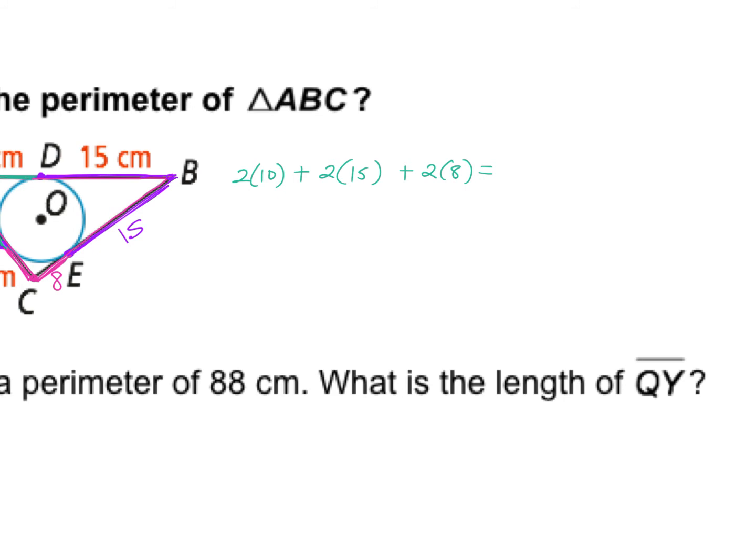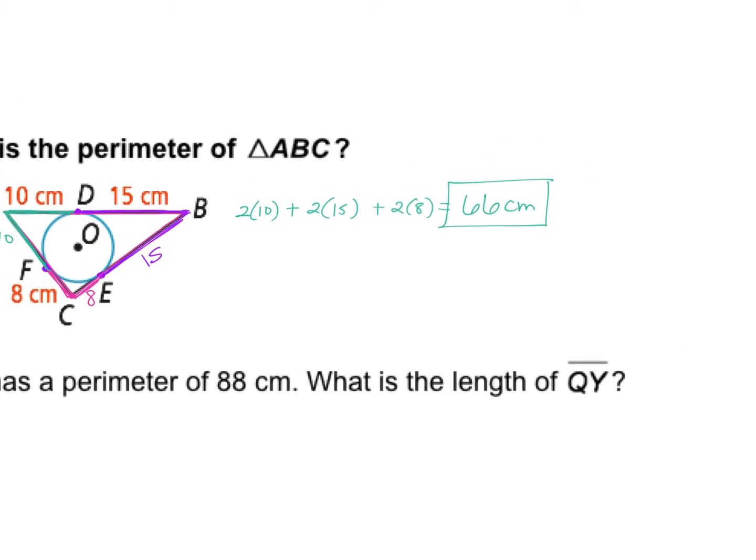Oh, what did I? Oh, no, I didn't. Just kidding. Don't forget to label it, right? It's a distance. Perimeter is a distance, 66 centimeters.